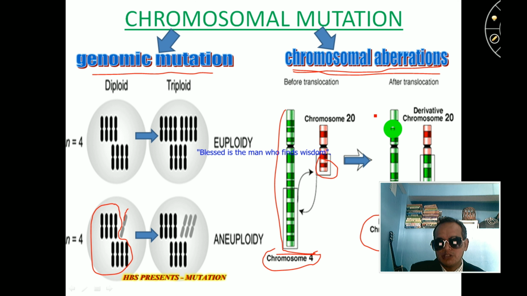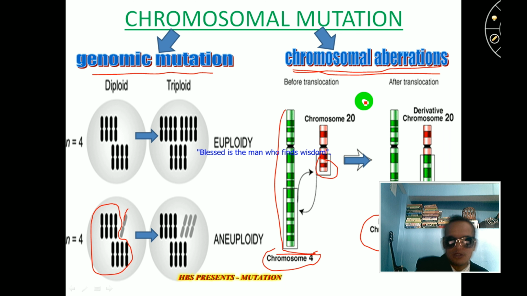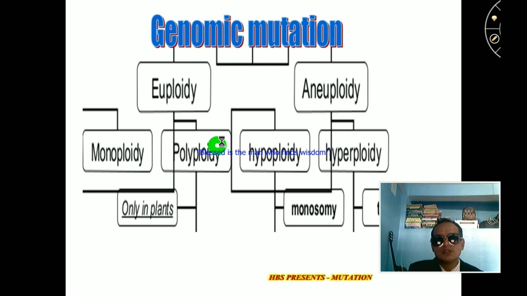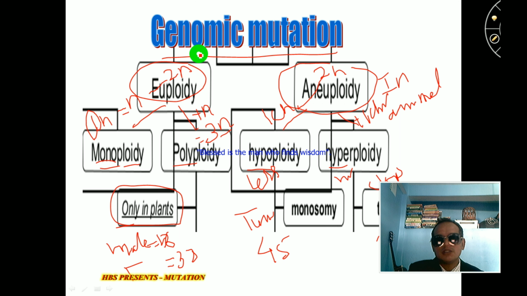One is genomic mutation, while the other one is chromosomal aberration. In chromosomal aberration, there is a change only in the structure of the chromosome. The number of chromosomes doesn't change in that organism. Whereas in genomic mutation, the number of chromosomes changes from the diploid number. A diploid cell will have extra chromosomes, or they may have fewer chromosomes. So genomic mutation is again of two types, euploidy and aneuploidy.